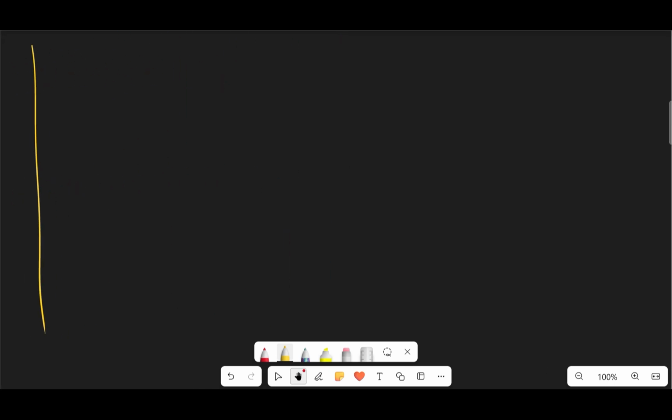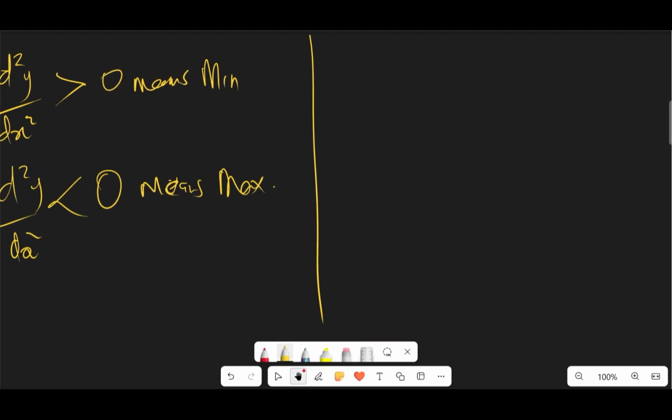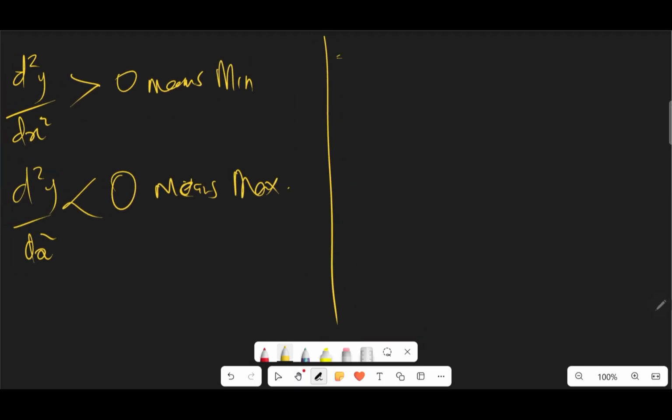Now, talking too much about it will make it look plenty. So let's do it together. For example, if I have y equals x cubed minus 3x, we are finding the turning point. So that you're finding the maximum and the minimum point.